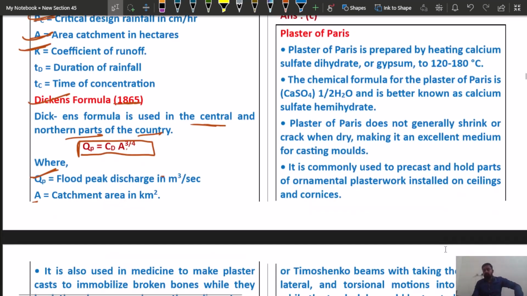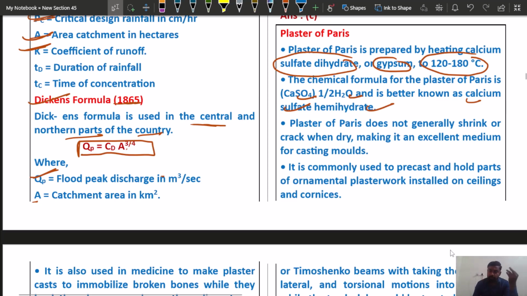Plaster of Paris is obtained by heating gypsum, or calcium sulfate dihydrate, at 120 to 180 degrees Celsius. The chemical formula of plaster of Paris is CaSO4 into 1/2 H2O. It is also known as calcium sulfate hemihydrate.